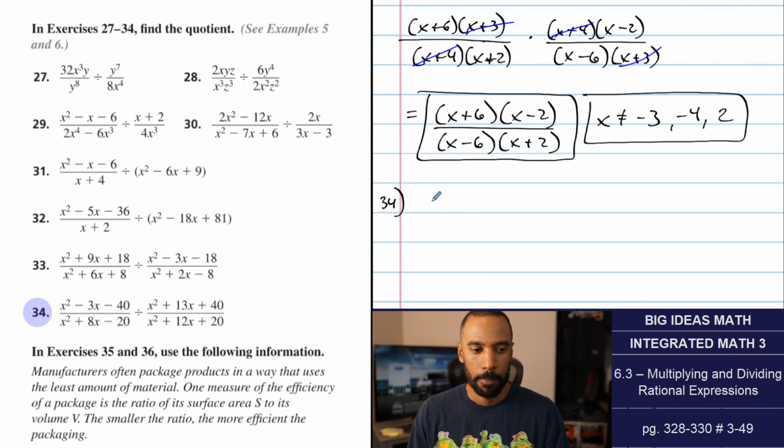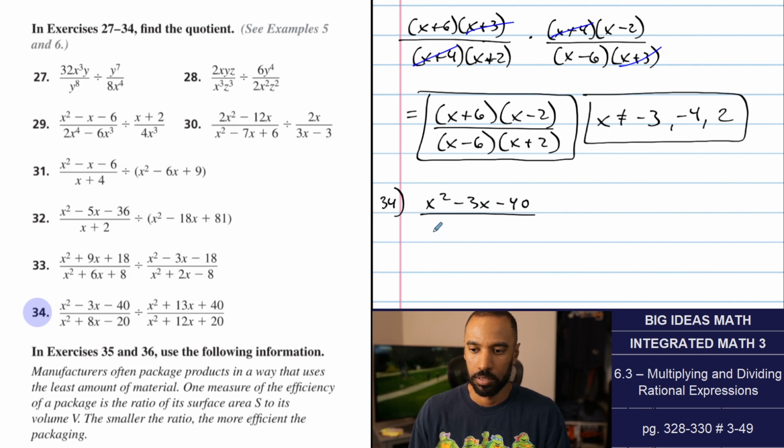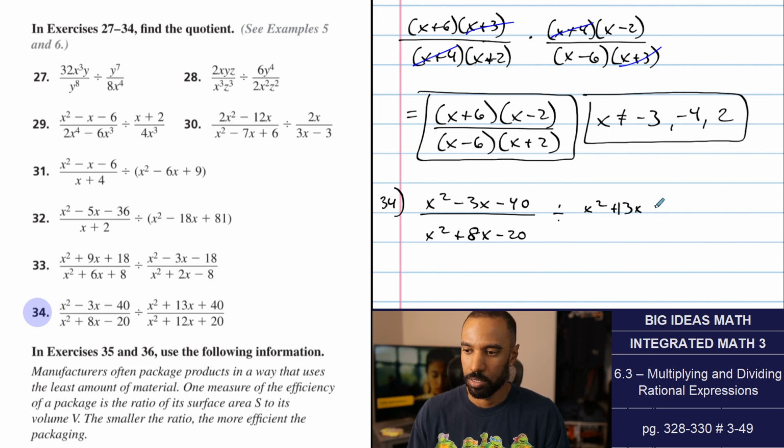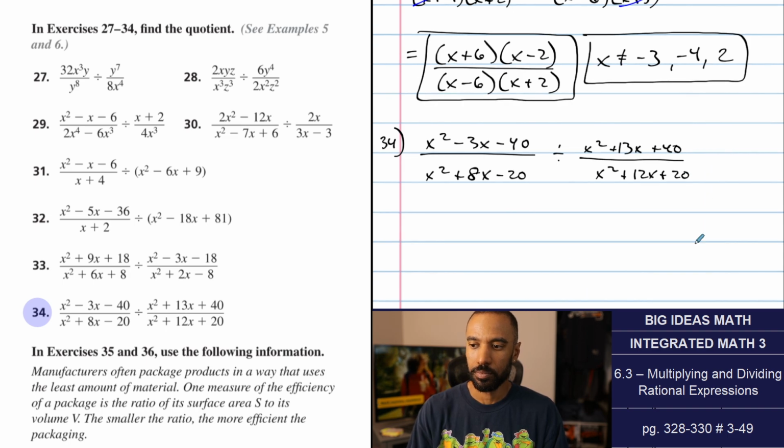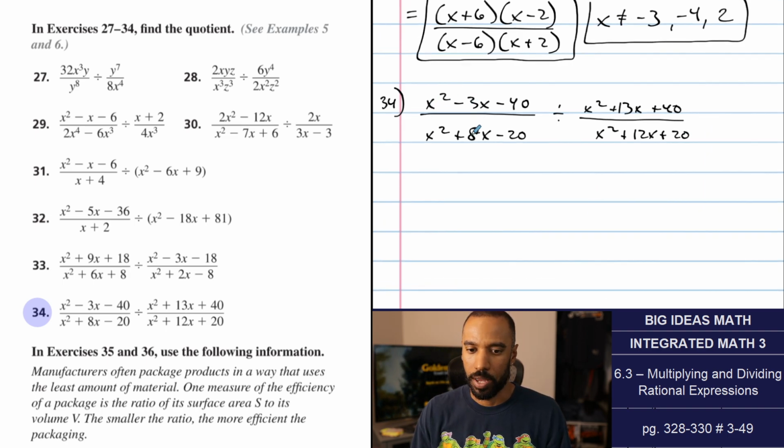We have that divided by, oops, oh my goodness, plus 13x plus 40 over. Okay, so on this one, we factor, we get x minus 8 times x plus 5.